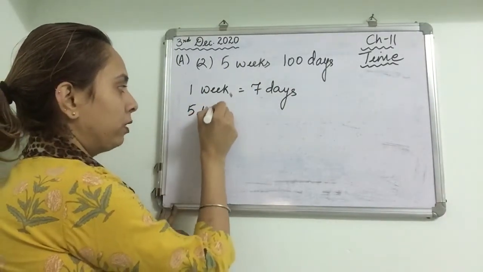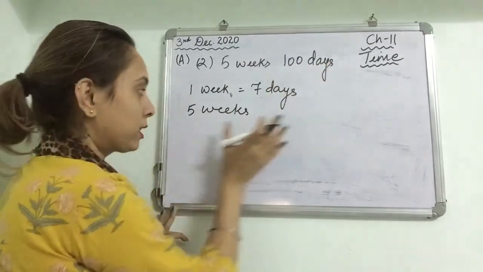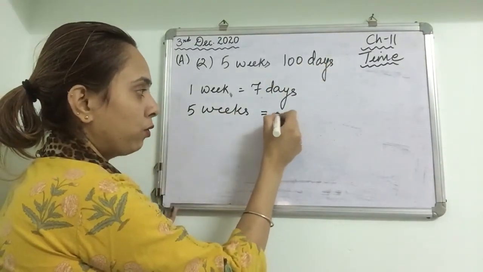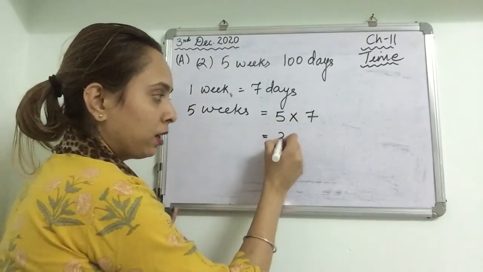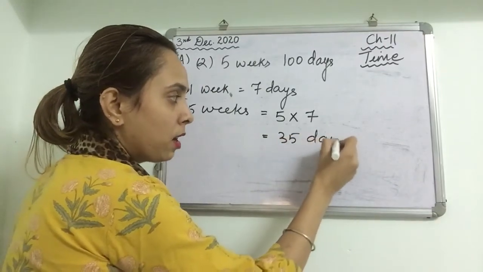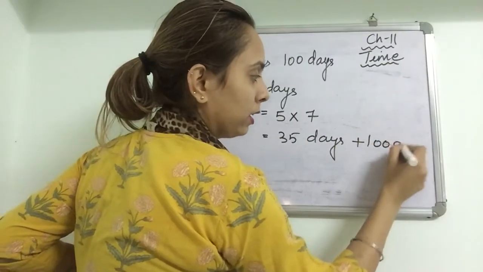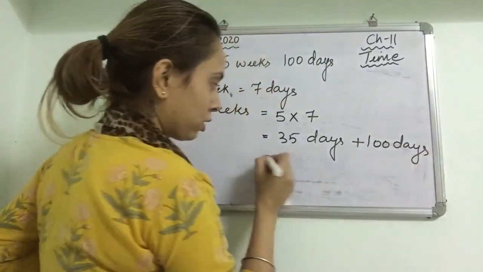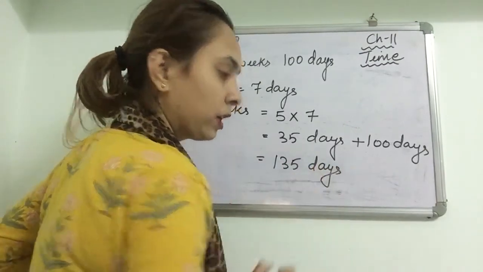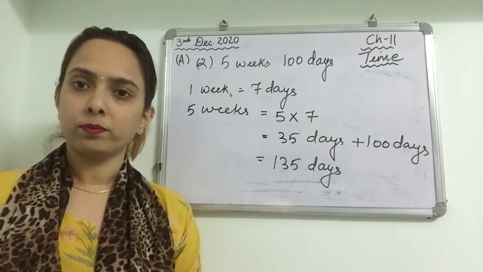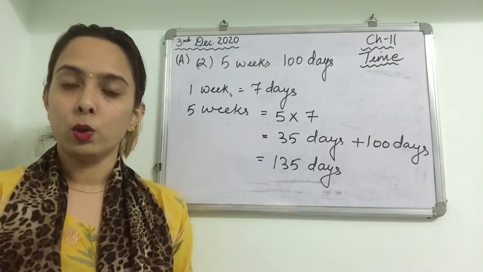So 5 weeks. We are not going to touch this 100 because it is already in days. So 5 weeks is equals to 5 multiplied by 7. 5 sevens are 35 days. But this is not the final answer. We have to add 100 days. So our answer will be 135 days. In this way, you all are going to solve your questions.